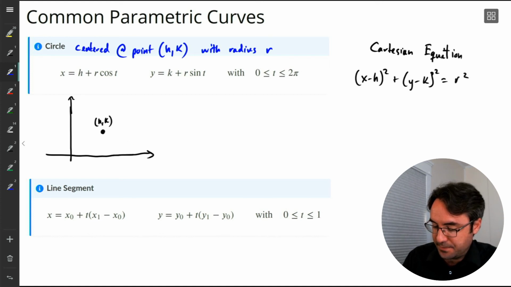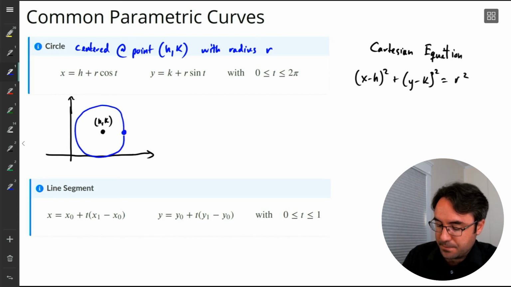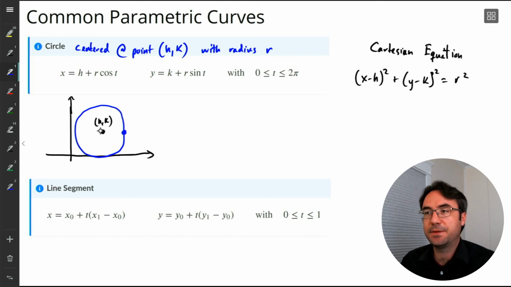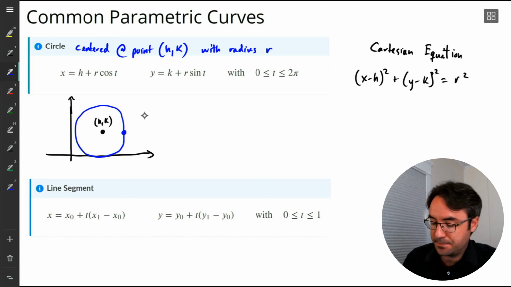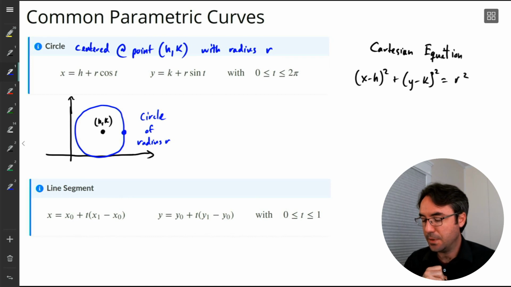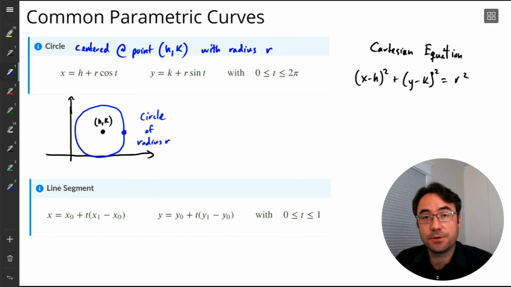And let me make this a little smaller. And we're going to go counterclockwise from there. So we get this circle of radius r. Now, that's one of the common shapes that we want to parameterize. So this is a common parametric representation for the circle.